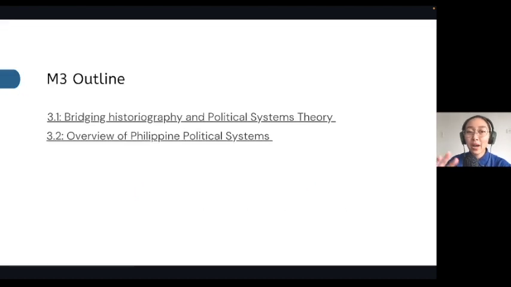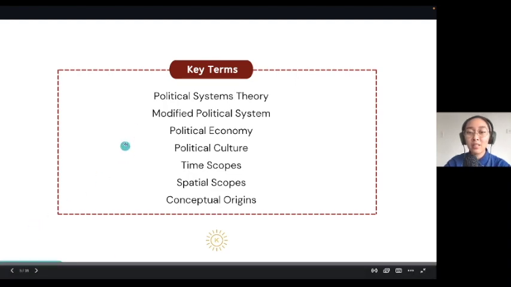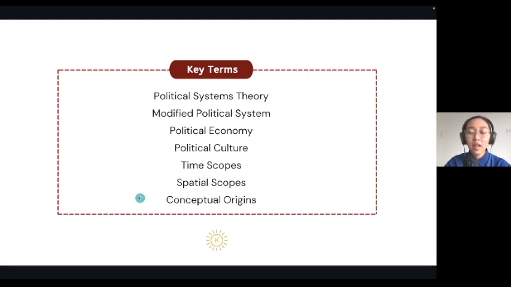Okay, here is our outline for today. And here are our key terms. So today we have a couple of terms you want to remember. Of course, political systems theory, which is your more classic theorization from political science, but also our modified political system. What does it look like? How does it operate? How do we define the terms that are in that framework? For instance, political economy, political culture, time scopes, spatial scopes, conceptual. And of course, we want to understand the conceptual origins of this theory.